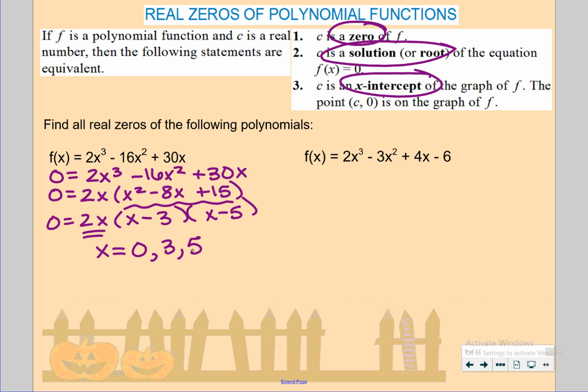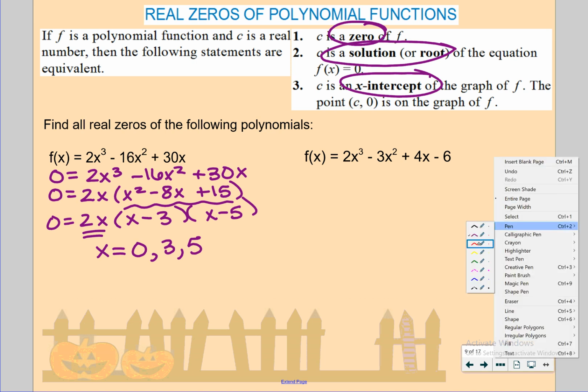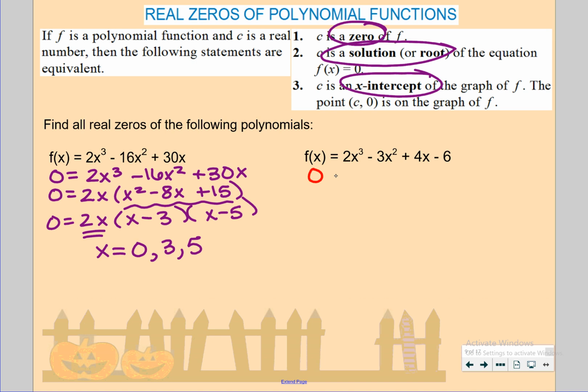All right, let's look at the next one. Plug 0 in for y to find the zeros or the solutions or the x-intercepts, whatever we call them. Do all 4 of these terms have something in common? Ooh. But there are 4 terms. Do you remember how you factored stuff when there were 4 terms? There was a special case, starts with a G. Grouping.